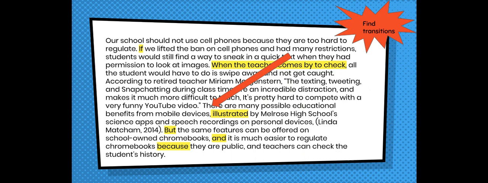And so right before that, this writer should add a contrasting transition. By the way, the transition doesn't have to come at the beginning of the sentence. The person could start writing this: There are many possible educational benefits, however, as illustrated. But anyway, somewhere in the sentence, there needs to be a contrasting transition.